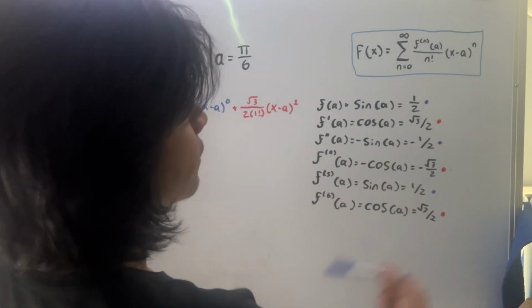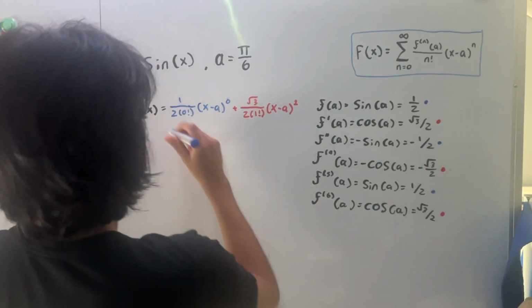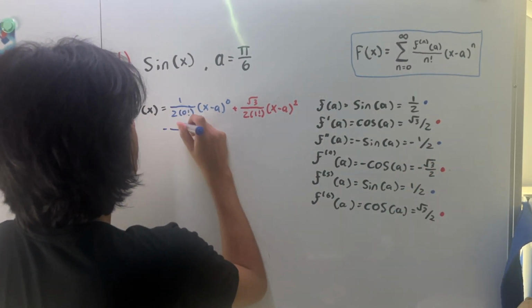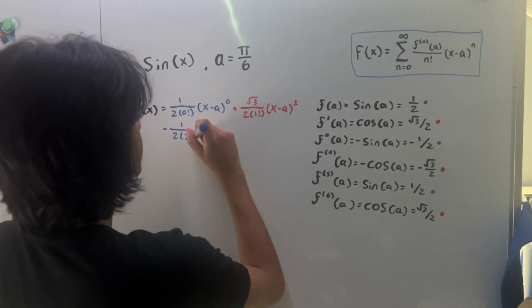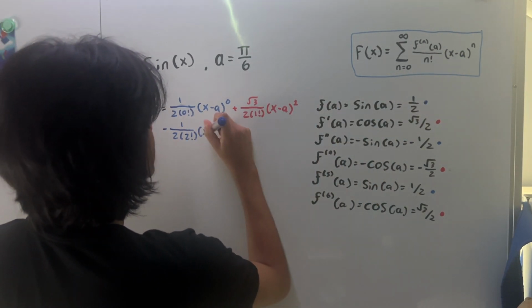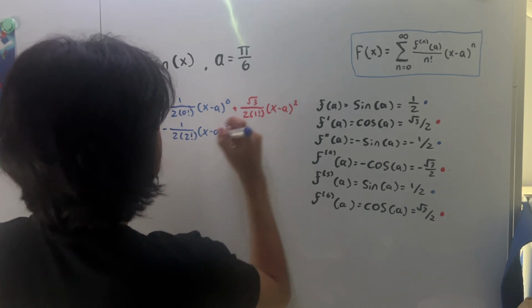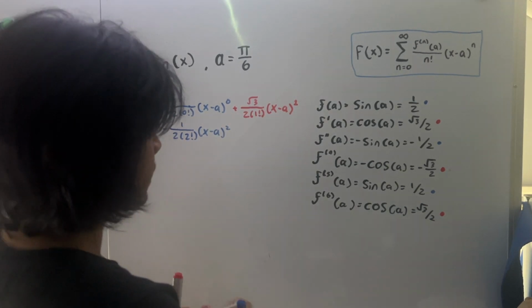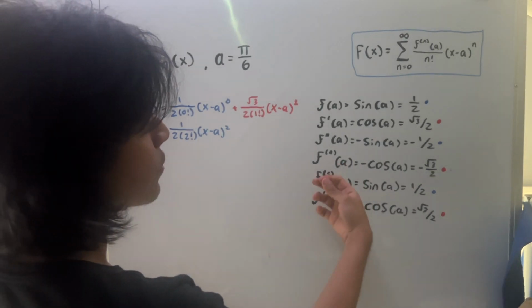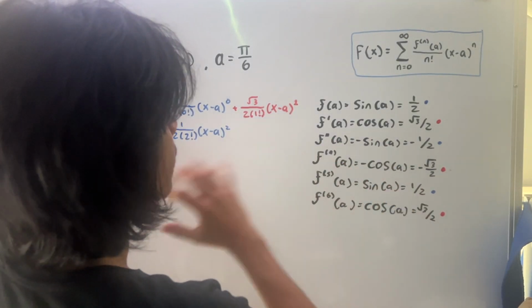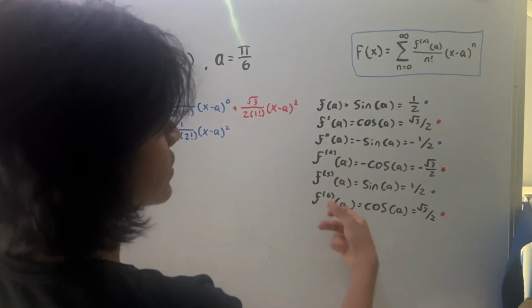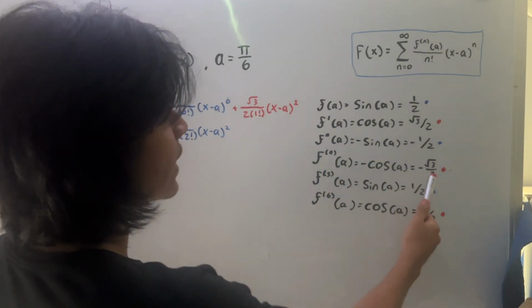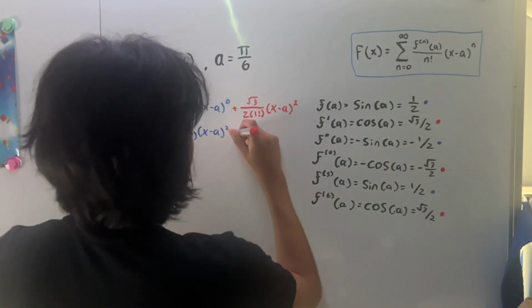Then we do the same thing for our next term. We get negative 1/2. So we have negative 1/2. And this is going to be 2 factorial. Then we have x minus a to the second power. So now when n is equal to 3, we get negative square root of 3 over 2.